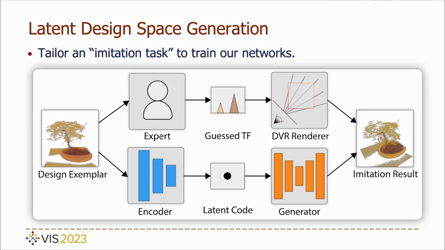Given a DVR image of volumetric data as a design exemplar, an experienced DVR expert can analyze the features shown in the design exemplar and guess the underlying transfer function. If the guess is good enough, the image rendered by a DVR renderer with this guessed transfer function should closely resemble the design exemplar. Similarly, we can use a neural encoder to replace the role of the DVR expert and a neural generator to replace the role of the DVR renderer.